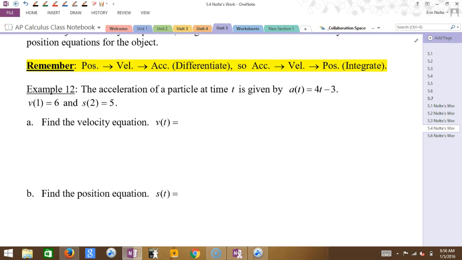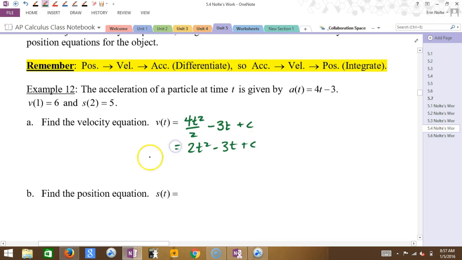So it's the integral of 4t. 4t squared over 2, so 2t squared, good. I'm glad some of you said that. And then minus, what's the integral of 3? 3t. And then we'd have our constant. So that's our velocity.